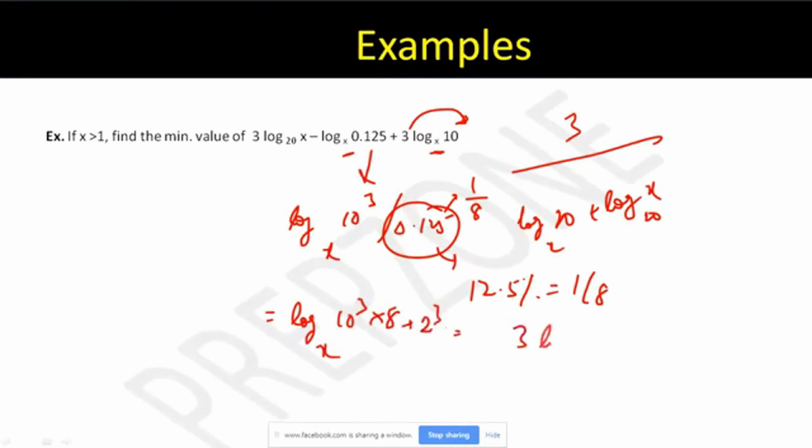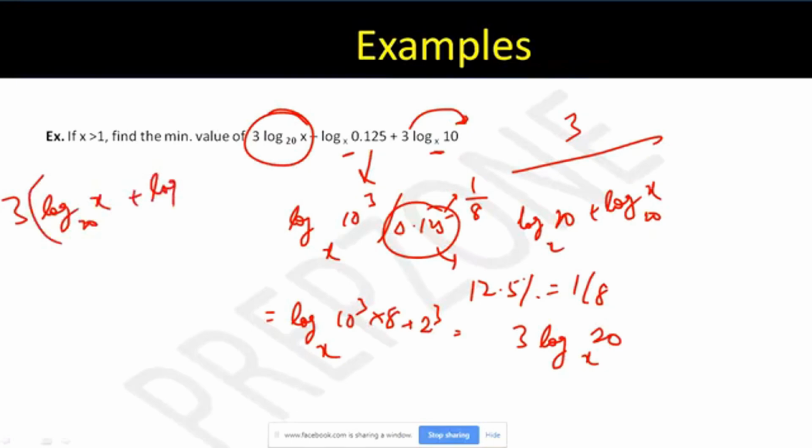So this is 3 log. This will be 8,000, right? Oh, have I made any mistake here? Yeah. So this is 3 log 10 into 2, which is 20 to the base x. Okay, what is the outside term? 3 log x to the base 20. So the final expression is 3 taken common, plus log 20 to the base x.